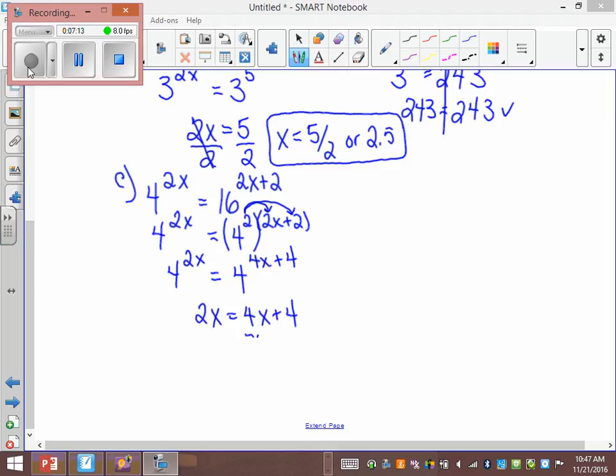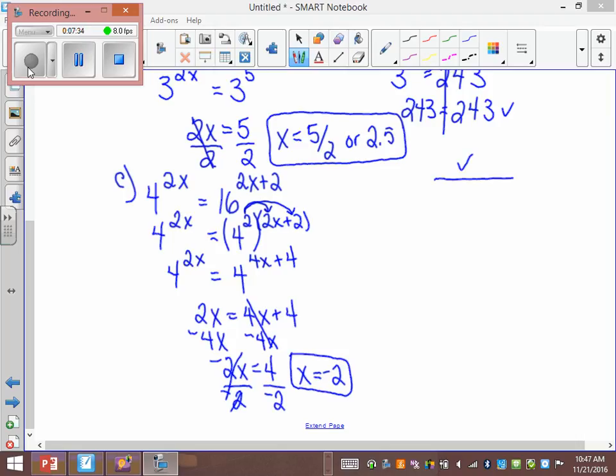I'm going to subtract the 4x. Negative 2x equals 4. Divide by negative 2. X equals negative 2. Then I want to check it.